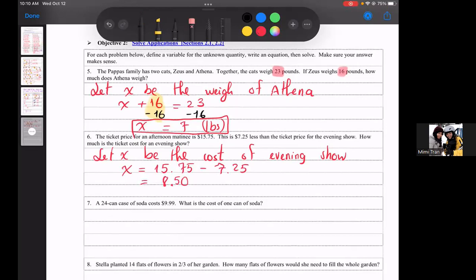Really? Usually evening is more expensive. Yeah, that's what I thought. Let's just say more than, huh? Usually when I go to watch a movie, I go in the afternoon. It's cheaper.